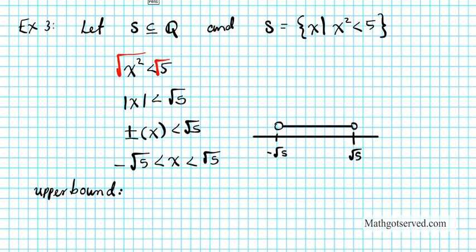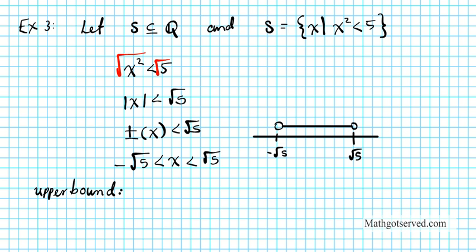Now, upper bound. To find the upper bound, let's find what is the smallest rational that bounds this set from above. We know that root 5 is an irrational number. It's not in the set of Q, right? So that means we need to pick a rational number that is smaller than root 5.